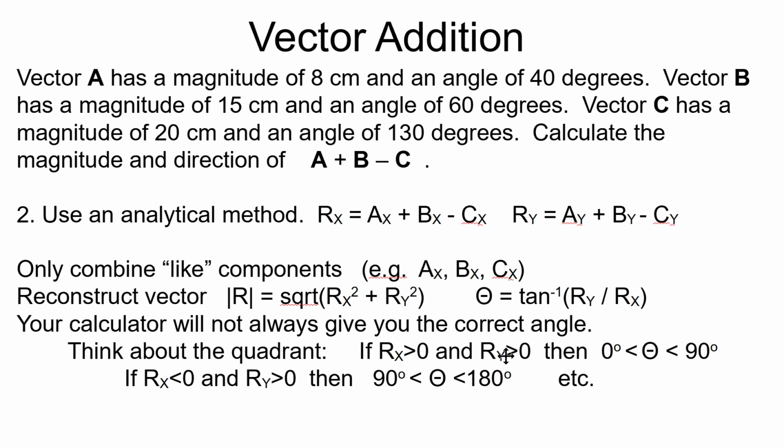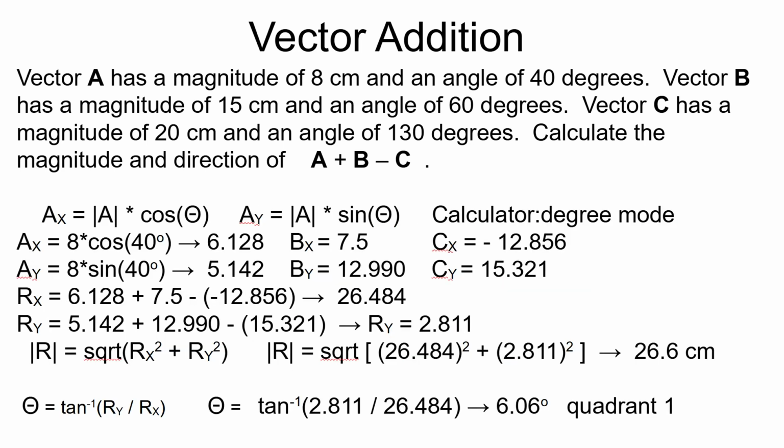If R sub x and R sub y are both positive numbers, then we're in the first quadrant, and the angle will come back between 0 and 90 degrees. If R sub x is negative and R sub y is positive, then we're in the second quadrant, and the angle should be coming back between 90 and 180. That won't happen on your calculator. You're going to have to manually adjust that. So be aware of what quadrant you're in. Make a little sketch with R sub x and R sub y, and be ready to adjust the number your calculator gives you using your knowledge of right triangles and trigonometry.